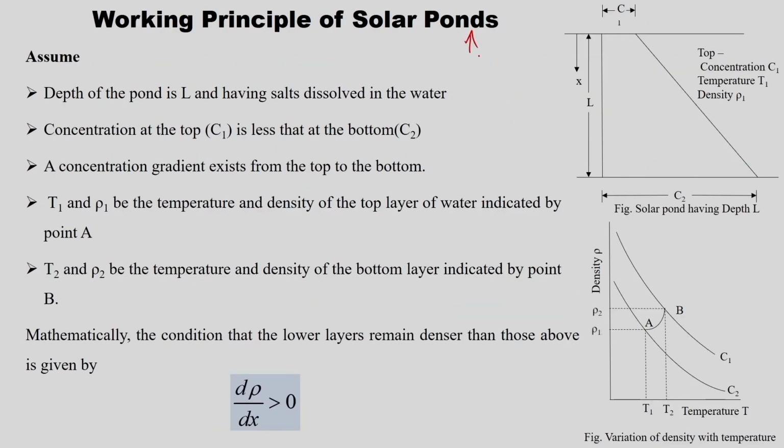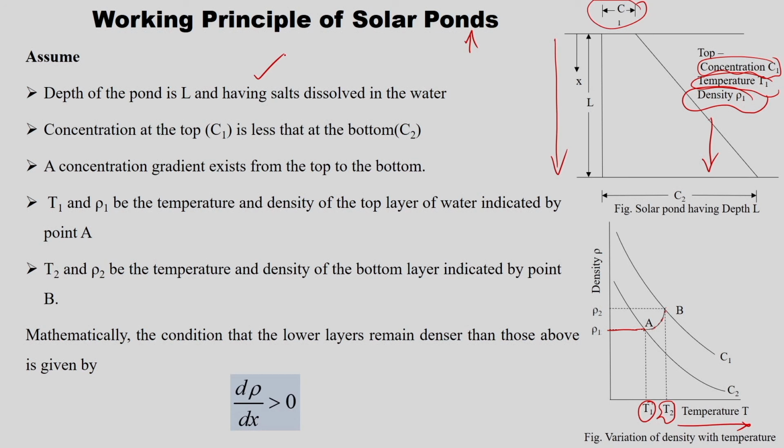Working principle of solar pond. So, if you see, this is the concentration, and this is the depth of the solar pond, which increases in the negative x direction. At the top, concentration is C1, temperature is T1 and density is rho 1. This is obviously high in the lower zone. T1 is the lower temperature, with density rho 1. For higher temperature you have density rho 2. This is the curve which connects both, which is nothing but AB.